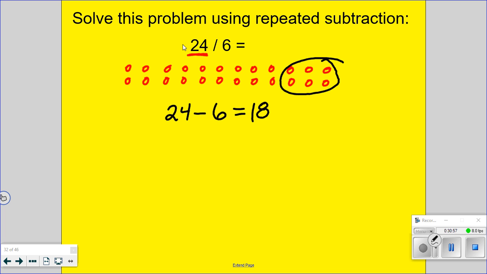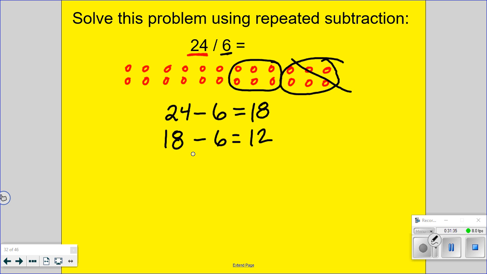Why can't we just circle groups of 4? Because this tells us that we're making groups of 6. Let's make another group of 6. Now, Connor, we already got rid of this group. But how many did we have left? We had 18. And then what did we do? Minus 6 equals 12. We made another group of 6 and got rid of it. And that left us with how many dots now? 12. Very good.